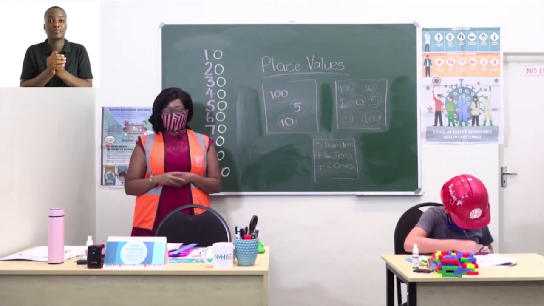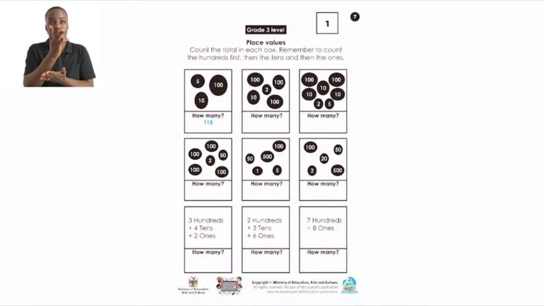Let's now move on to page 7. On page 7, we are now back to place values, but in a different way. We can see that we are supposed to count the totals in the box, and we are starting with hundreds, tens, and then ones, which should sometimes also be called units, but we will use ones today. Let us now look at the first example.